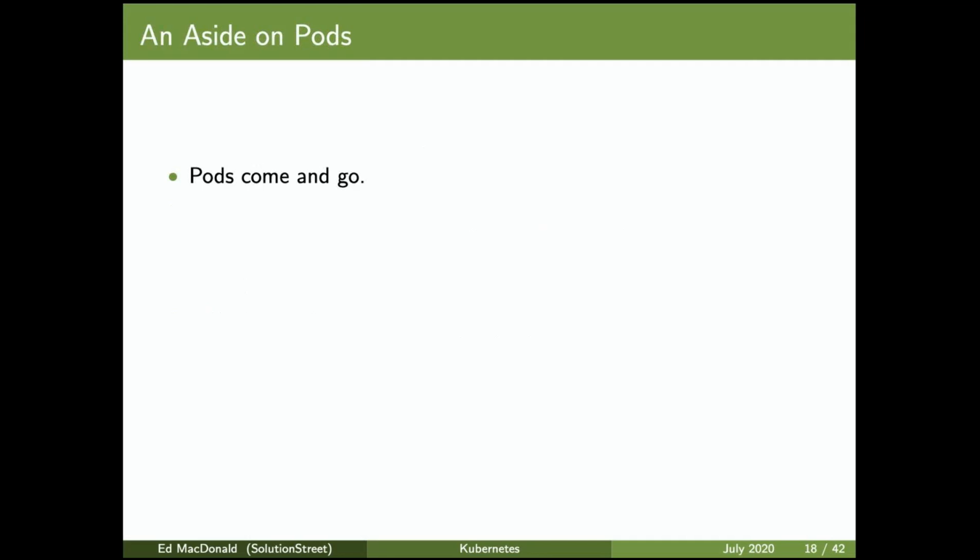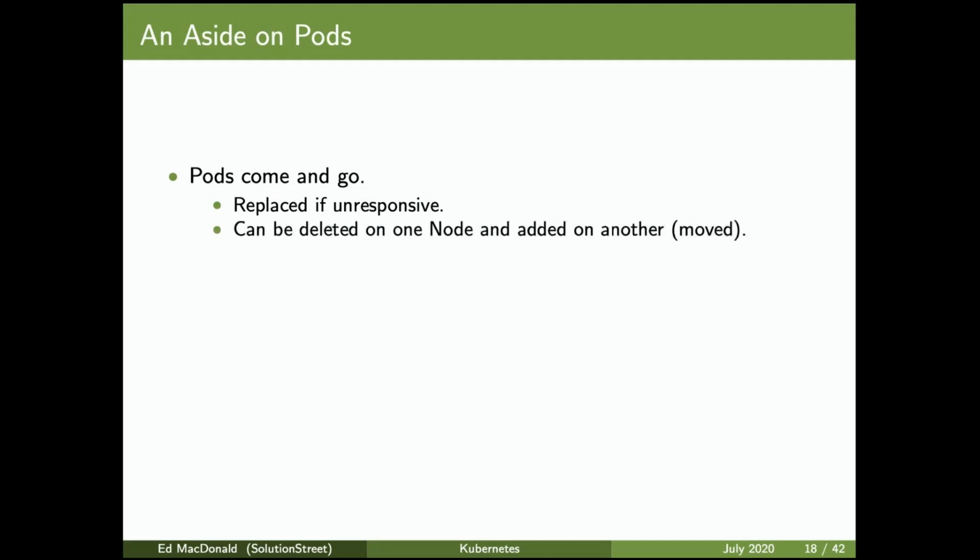Okay, so now an aside on pods. This will get into some details about how we architect our applications. Pods come and go. They're replaced if unresponsive, and they can actually be deleted on one node and added to another node. This is how Kubernetes moves pods around. For example, if you decide to scale up compute resources from 2 Kubernetes nodes, again, these are the virtual machines, to 5 Kubernetes nodes, it's going to redistribute your pods accordingly across those nodes.